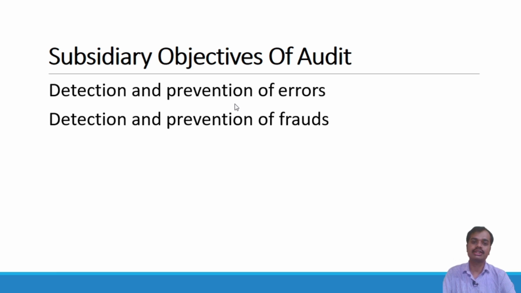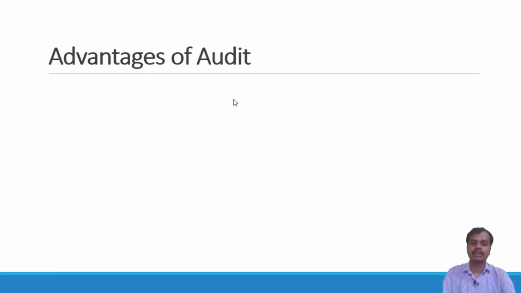Detection of fraud is the main job of an auditor. Such frauds are as follows: misappropriation of cash, manipulation of accounts, misappropriation of goods, falsification of accounts without any misappropriation. Now we'll see the advantages of auditing.